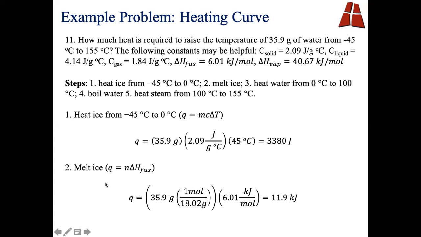So step 2, we would melt the ice, where we have Q equals our number of moles. So we would take that 35.9 grams, use the molecular weight of water there to convert it to a number of moles, and then multiply it by our enthalpy of fusion, which is 6.01 kilojoules per mole. And we would end up with 11.9 kilojoules.